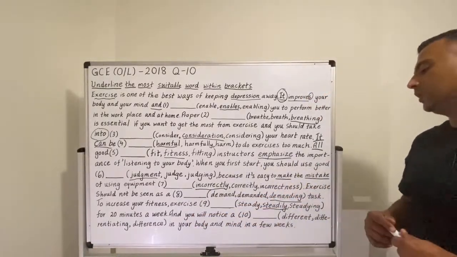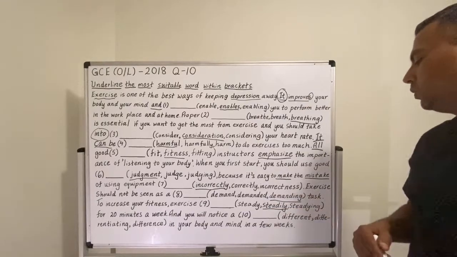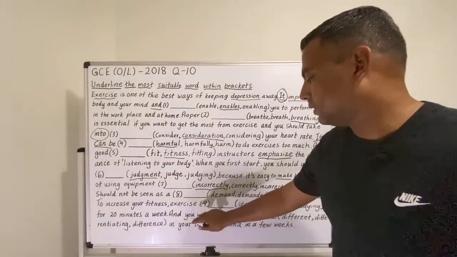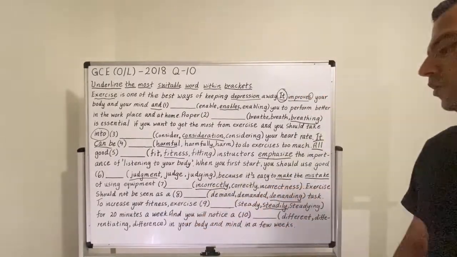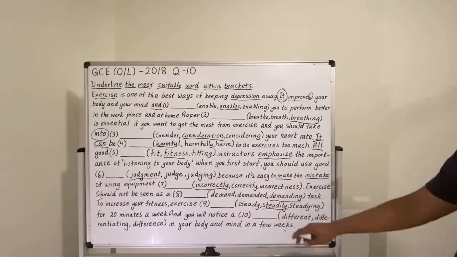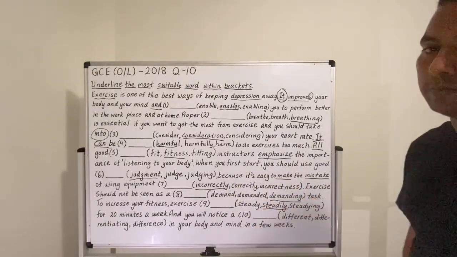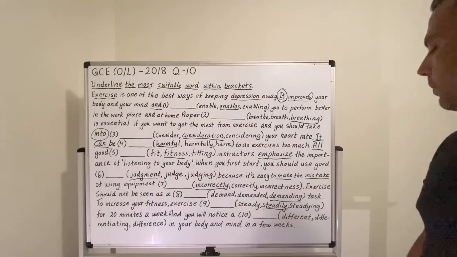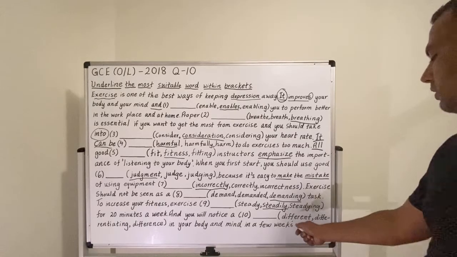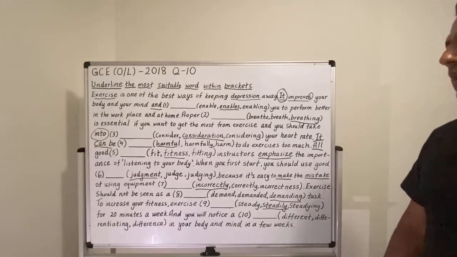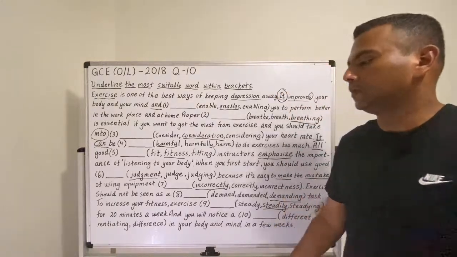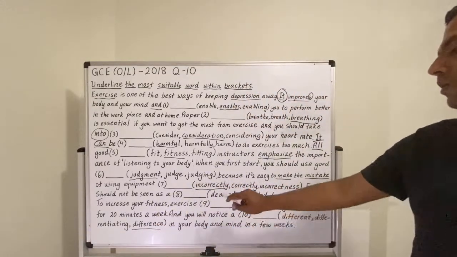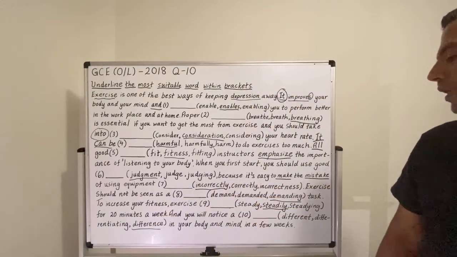And you will notice. Okay, then you will notice what? So in this sentence we have you will notice. So we have the subject, we have the verb, and what is missing is the object. So it is a direct object. Direct object is mostly a noun. So what do we need here? A noun. So different is an adjective. Differentiating is again the present participle or the gerund form. What is the noun here? The difference. So, and you will notice a difference in your body and mind in a few weeks.